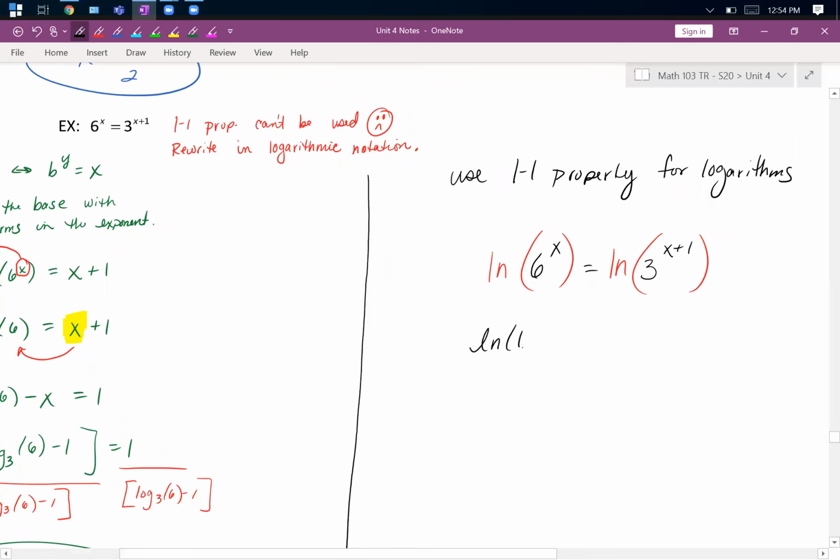All right, so this becomes natural log of 6 to the x equals the natural log of 3 to the x plus 1. Oh, we're still solving for x, and I still have the issue that the x's I'm solving for are located in the exponents, so I need to get them out of the exponents. We're going to use our log property number 7 again to get these exponents out of the arguments. They're going to become coefficients.